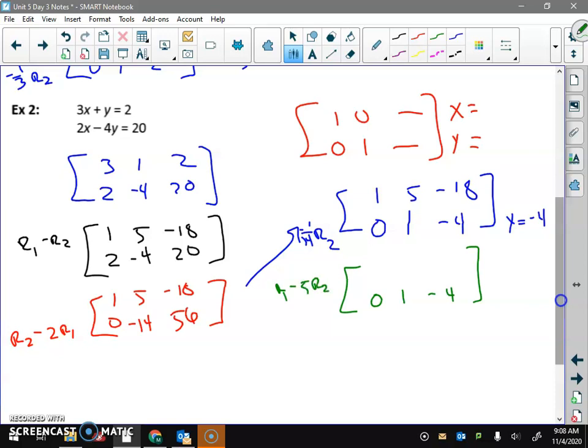1 minus 0 is 1. 5 minus 5 is 0. Negative 18 plus 20 is 2. The solution is x equals 2. Y equals negative 4.